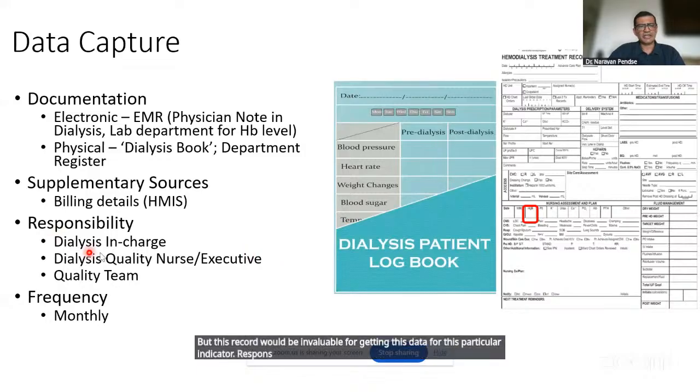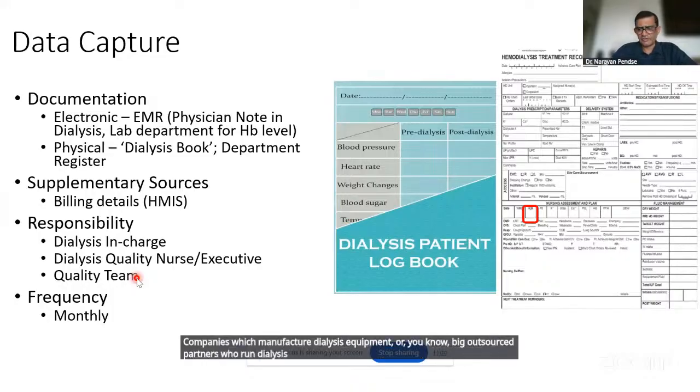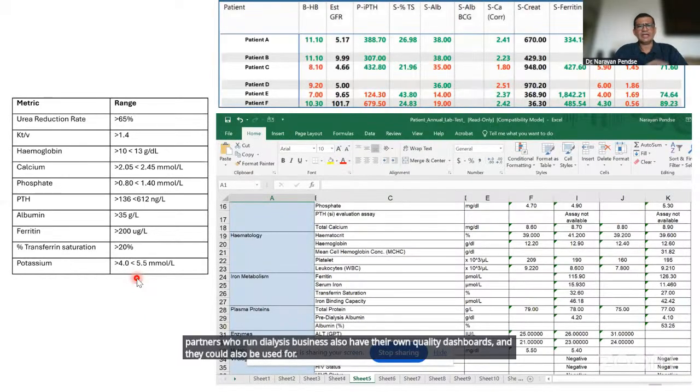Responsibility typically would be with the dialysis technician or the dialysis nurse of the dialysis department, and for collating the data, it could be with the quality team. There are also hospitals which use dialysis specific softwares or EMR systems, etc., and they have quality monitoring dashboards. Some of the companies which manufacture dialysis equipment, or big outsourced partners who run dialysis business, also have their own quality dashboards, and they could also be used for this particular indicator.